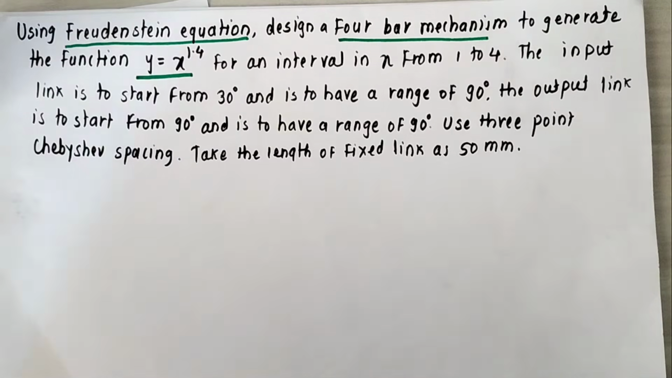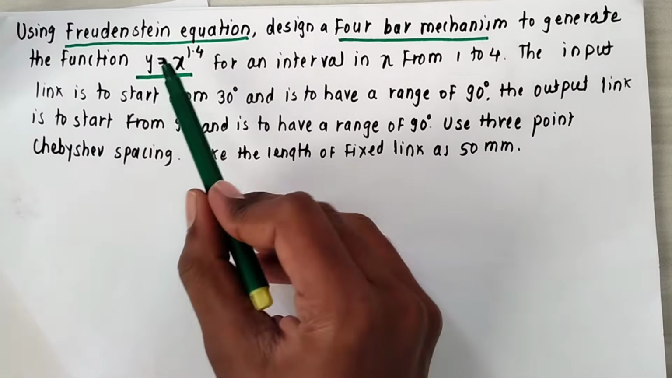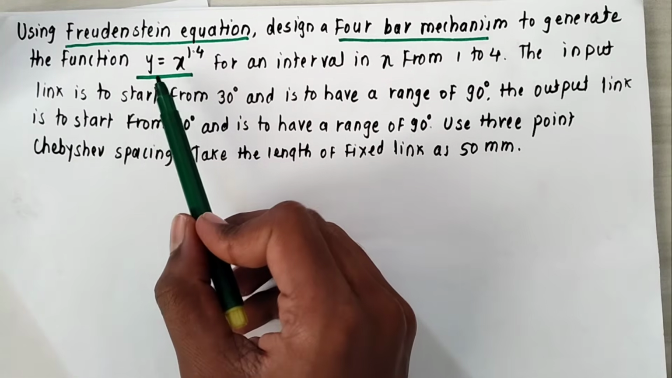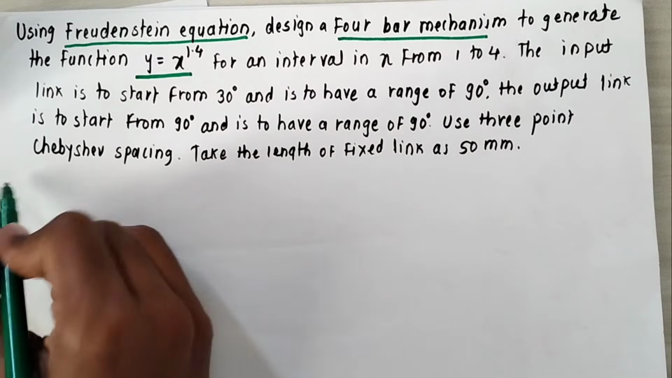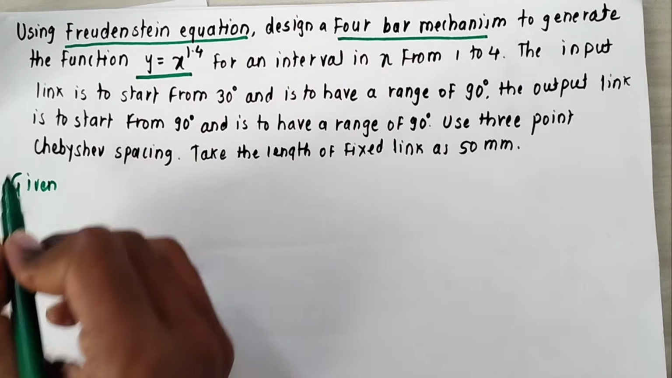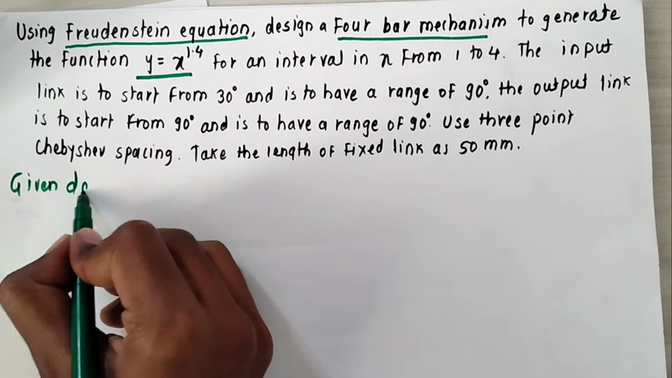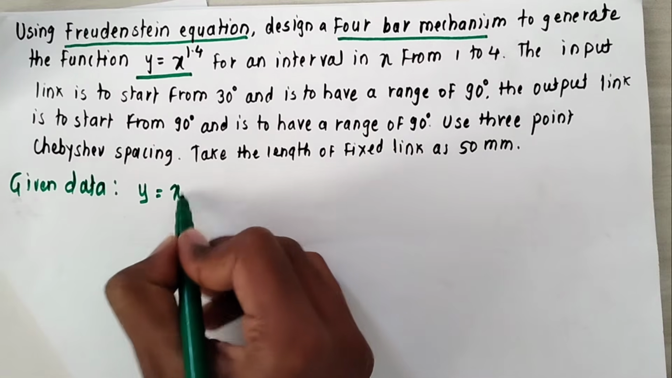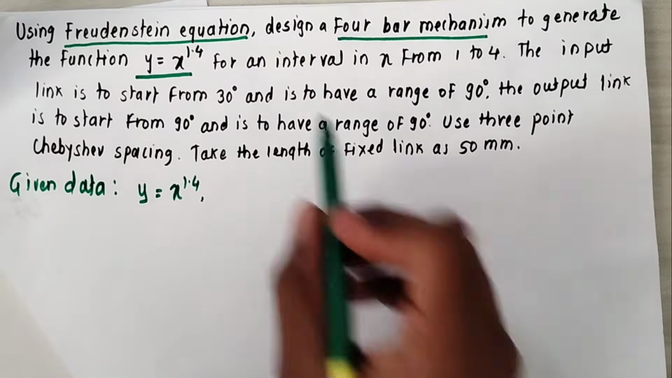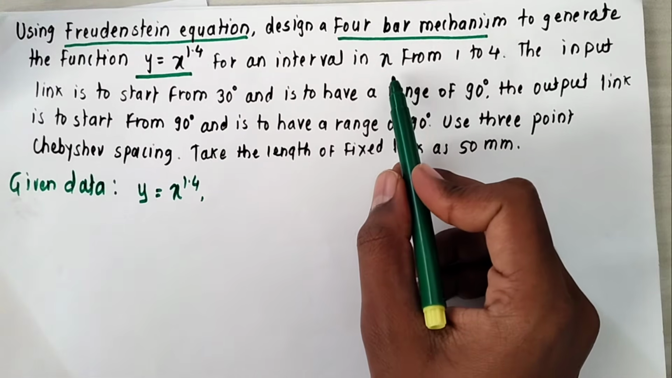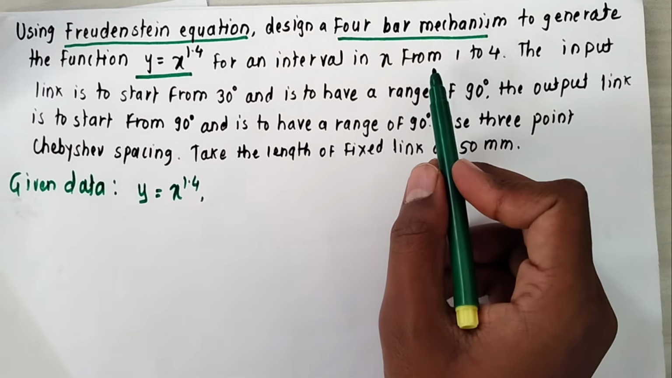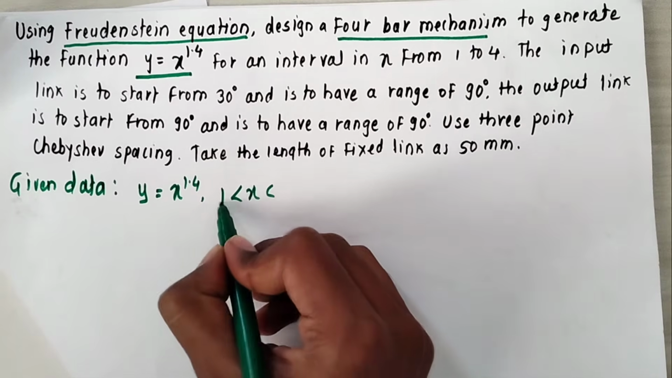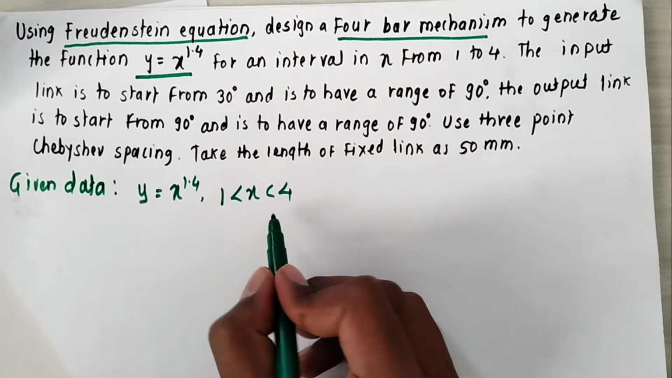So we'll read this numerical first. Using Freudenstein's equation, design a 4-bar mechanism to generate the function y is equal to f of x. So I'll write the given data. The function is given, y is equal to x raised to 1.4, for an interval in x which is varying from 1 to 4. So the range of x is given: x started from 1 and ends with 4.